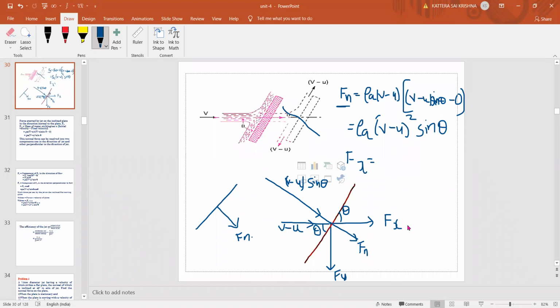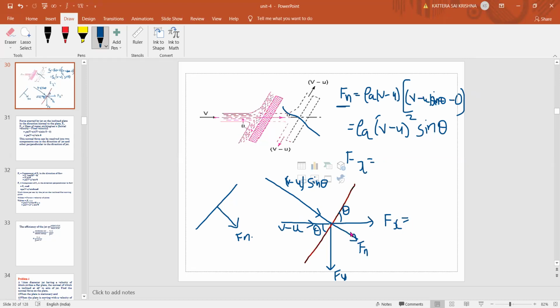Now if you want Fx, remember, if you want any resolution, we need the angle between the two lines. If we have the angle between the two lines, when we resolve it, it becomes cos. Suppose it is not between the two lines, but opposite to that line we have an angle, it becomes sine. Remember that point.